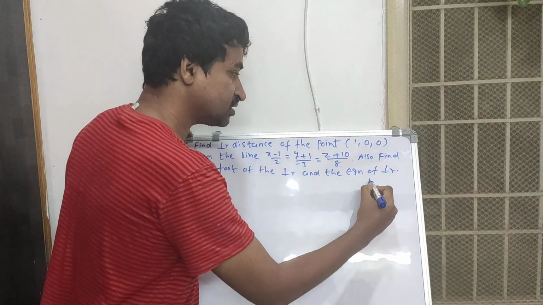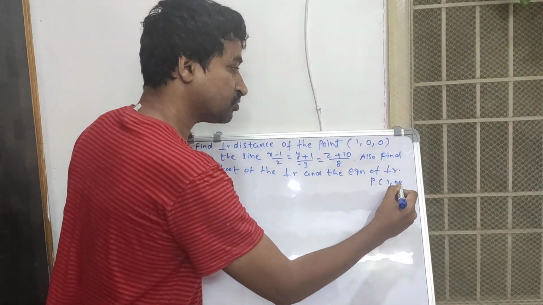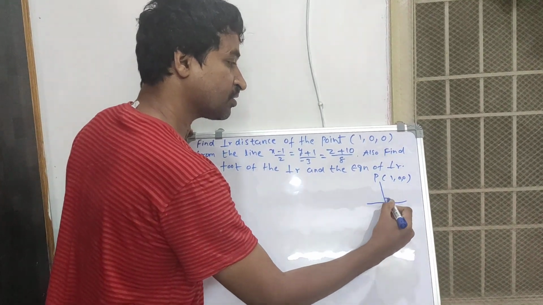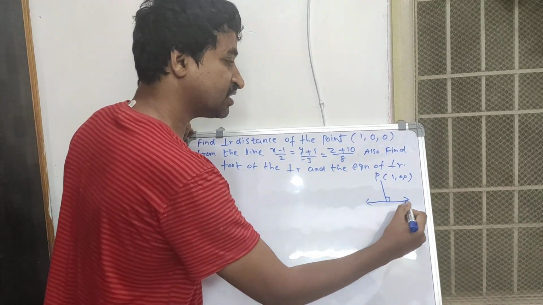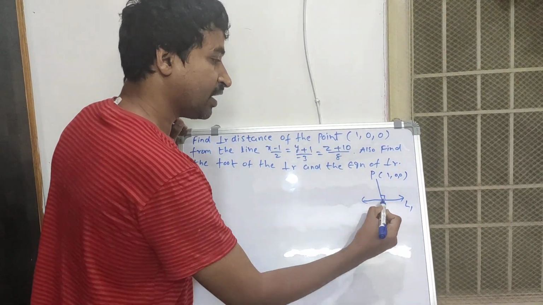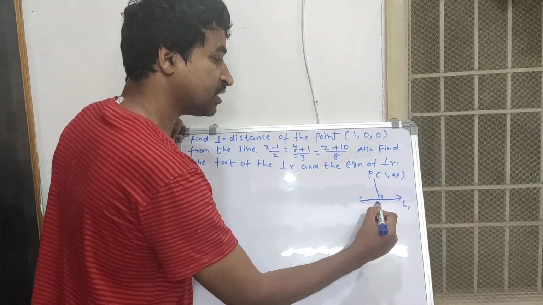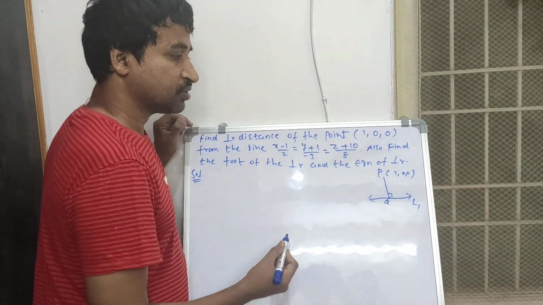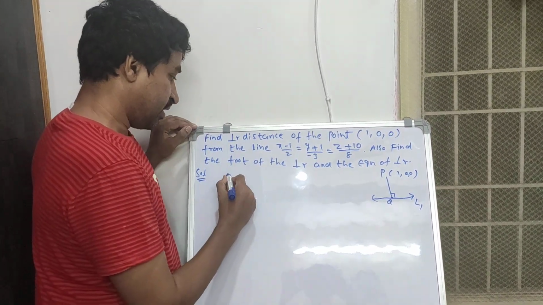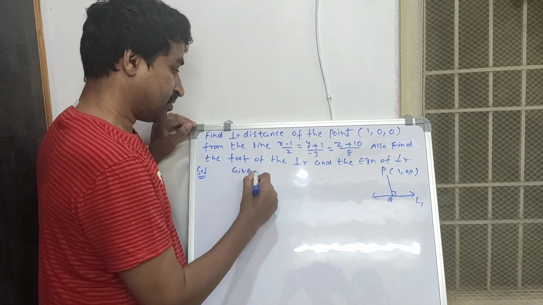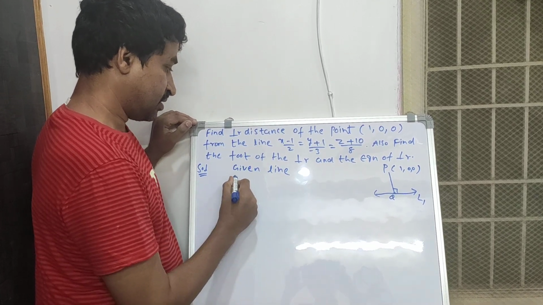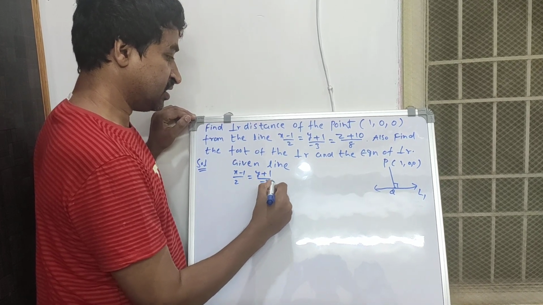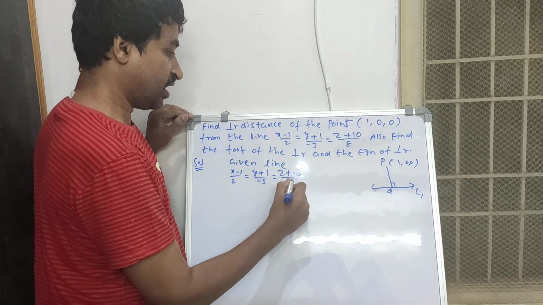Given that the point is P(1, 0, 0). From this point we have to find the perpendicular distance to the line. This is the given line L1, and this is the foot of the perpendicular. Let us say the foot of the perpendicular is Q. Then the given line is (x minus 1)/2 equals (y plus 1)/(minus 3) equals (z plus 10)/8.